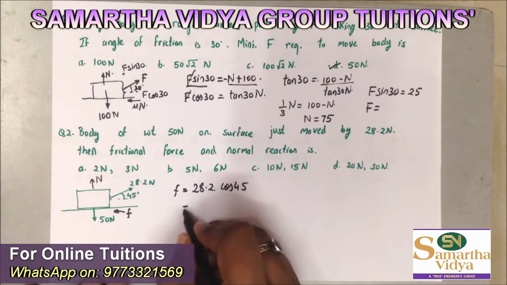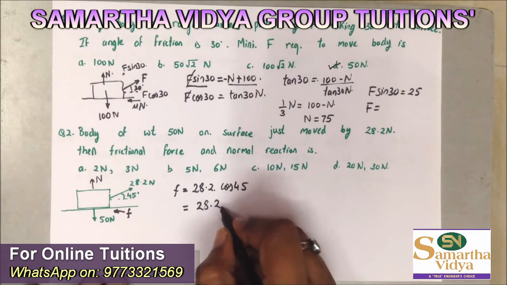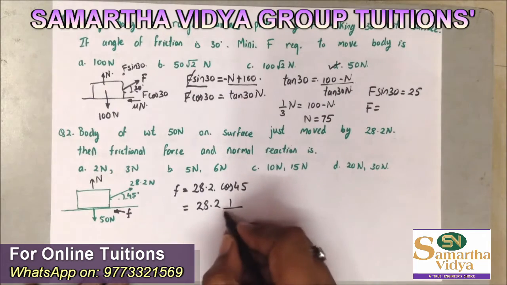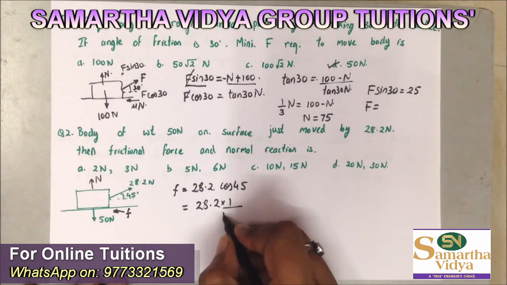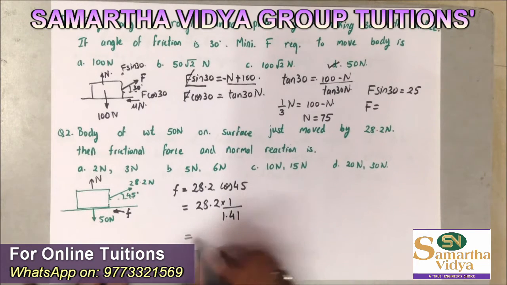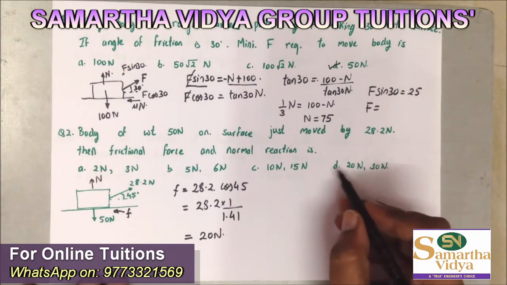Cos 45, we know, is nothing but 1 by root 2, and looking at the value 28.2, we can write this as 1.41. So approximately this value comes out to be 20 newtons. So directly from the frictional force value itself, we can go for option D.